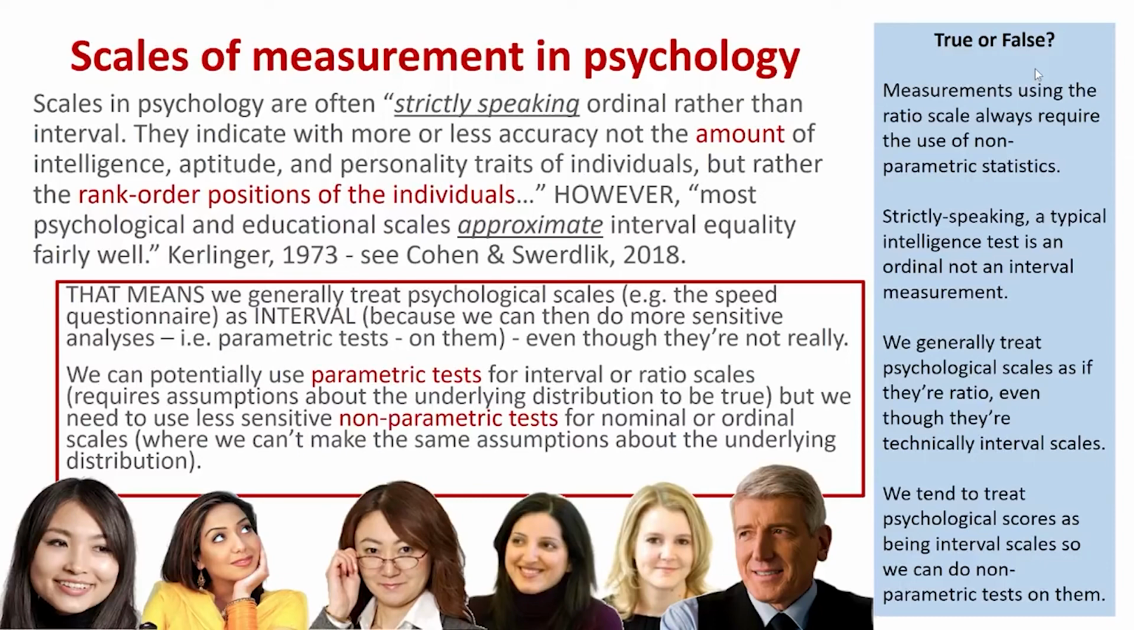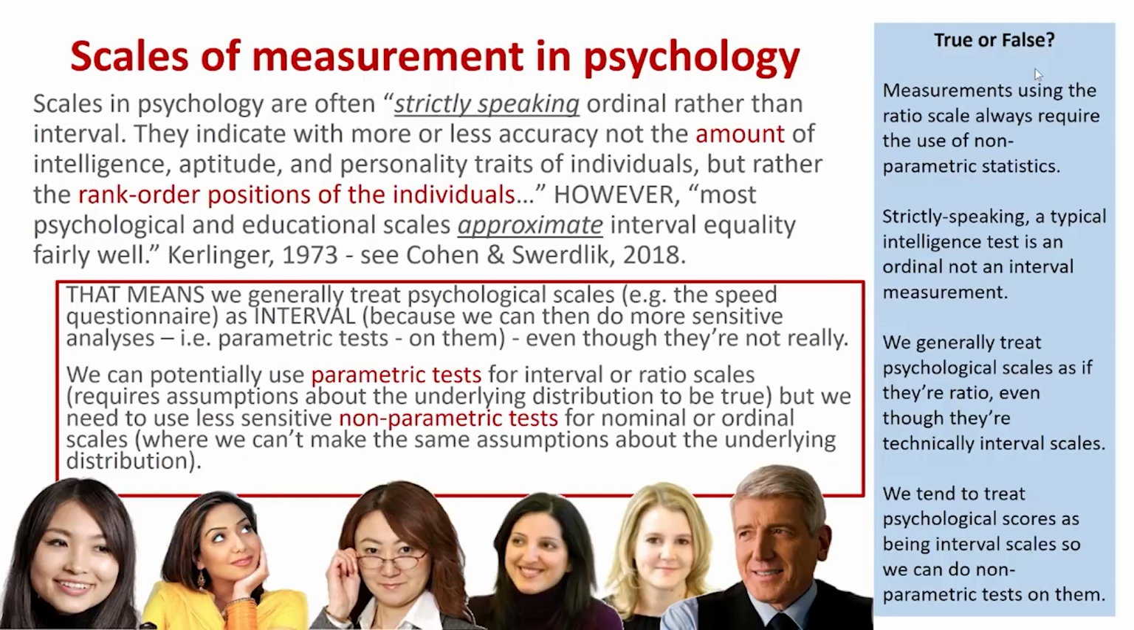True or false? Measurements using the ratio scale always require the use of non-parametric statistics. No, that's false, because there are lots of ratio scales that would meet the assumptions of parametric statistics, and therefore there are situations where we can use parametric statistics. Is it the case that we can always use parametric statistics when you've got a ratio scale? The answer to that is no, because there might be situations where the scale is ratio, but your parametric statistic requires, for example, a normal distribution, and the scale doesn't have a normal distribution.